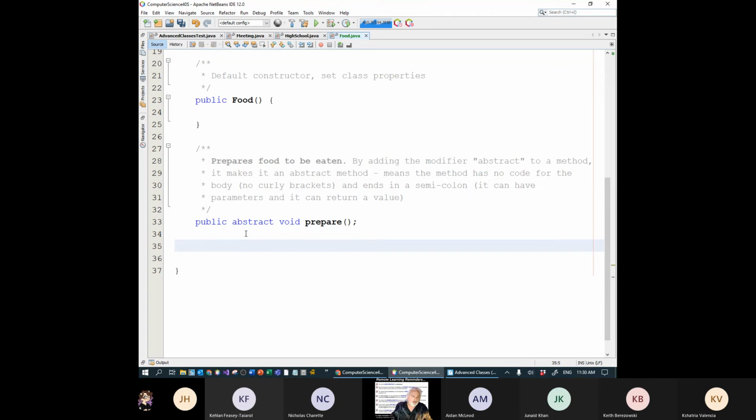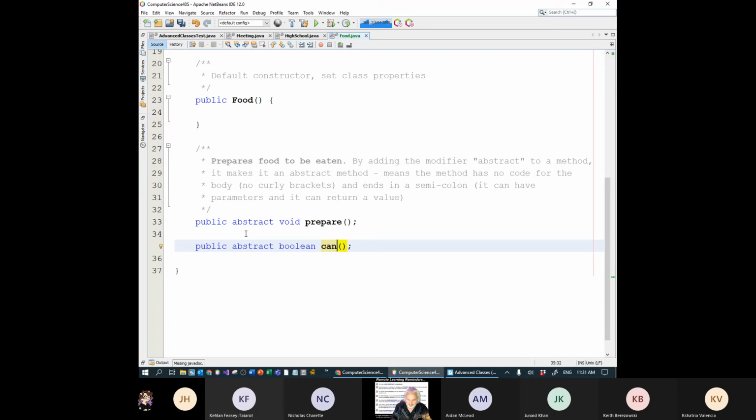Okay, let's do another one, another abstract method, public. But this one will return a Boolean. And it'll just be, can I eat this food? Yes or no, true or false. You know what, all food by definition can be eaten. So maybe that's not the right one, let's think of something else.